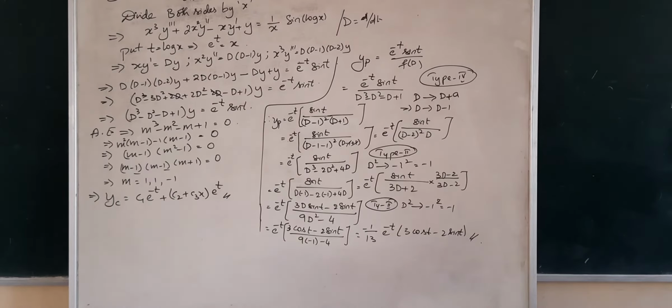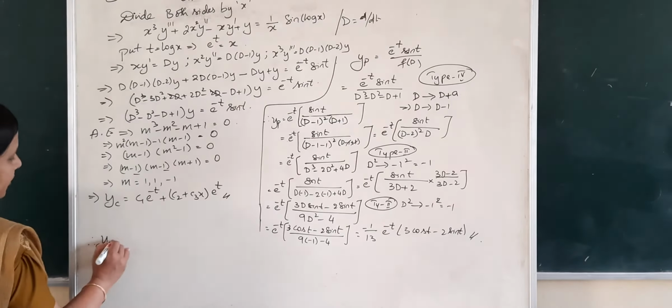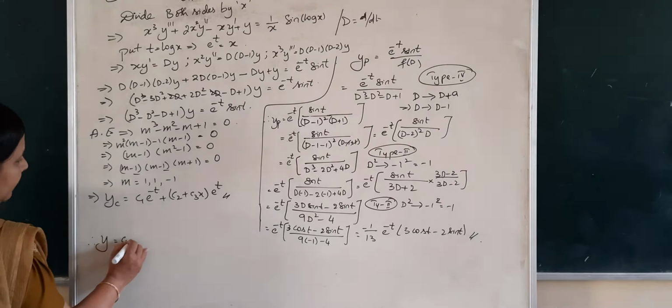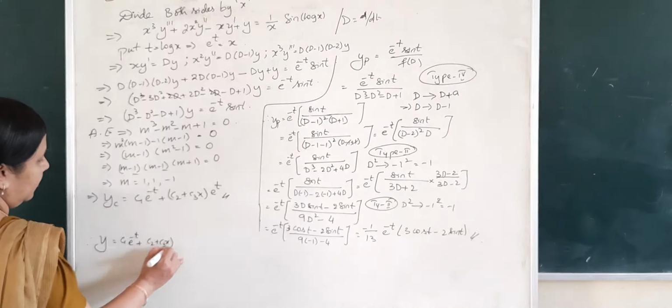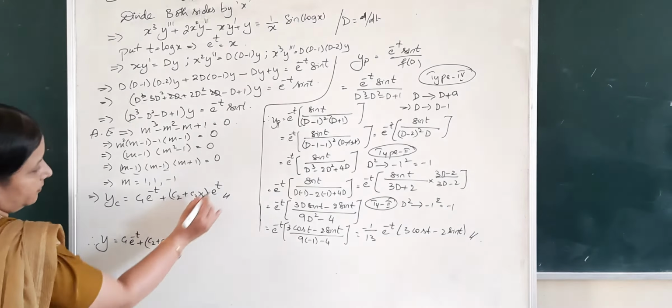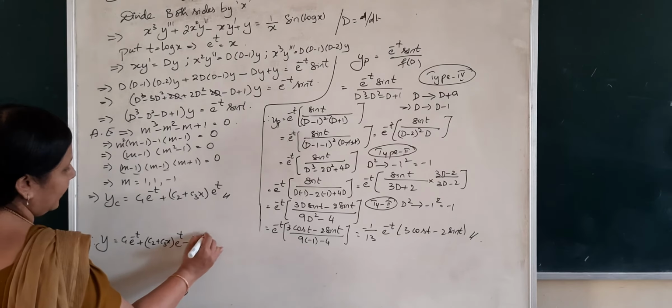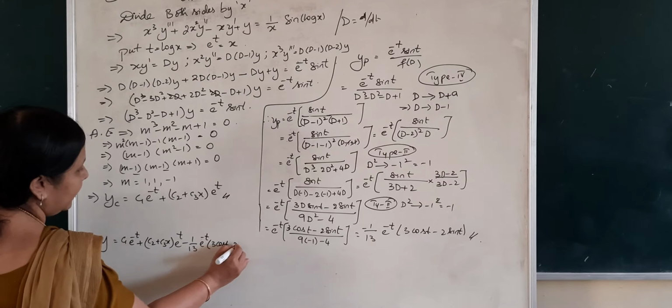But still we have to complete the problem by reverting back in the substitution. First write the complete solution. Therefore the complete solution y is equal to yc plus yp. My yc is c1 e power minus t plus c2 plus c3 x into e to the power minus t, sorry, e to the power t, minus 1 by 13 e power minus t into 3 cos t minus 2 sin t.